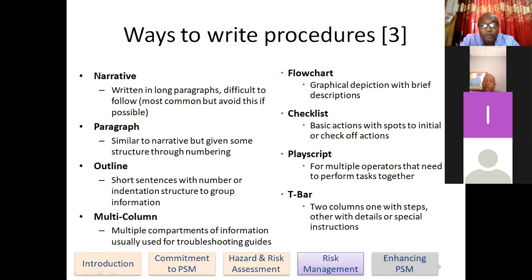Sometimes an operational procedure can also be a two-column format, one with the step, the other with the details. So you can put step 1 on this side where you just put the action, and the second side will be where the procedure will entail.